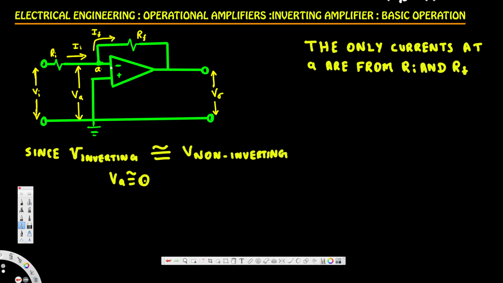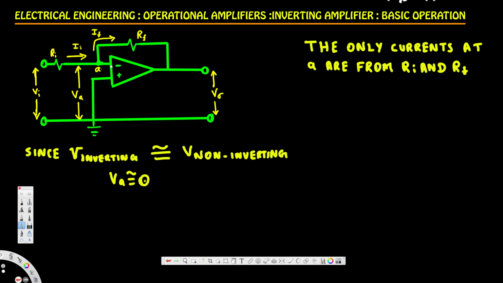The voltage across the inverting terminal is approximately equal to the voltage across the non-inverting terminal. So if we assume that the voltage at the non-inverting terminal, V positive, is going to be 0 because this is connected to the ground, then if V positive is equal to 0, V negative is also going to be 0. If V negative is 0, then this VA is going to be 0. That's the first assumption.